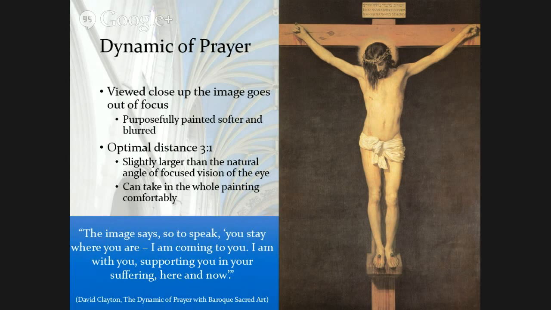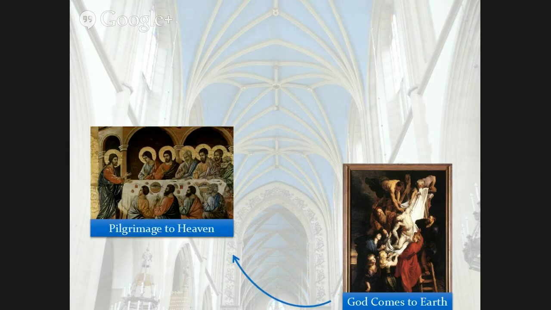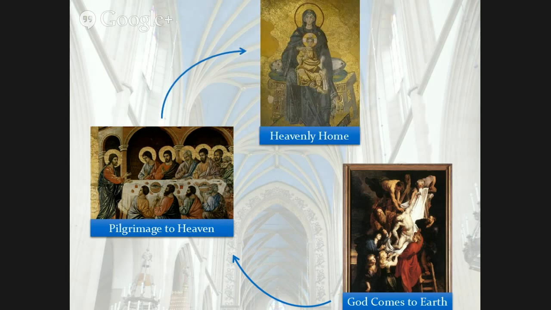Whereas the icons, the Gothic, is a sense of drawing us in. The Baroque, because it was painted to be seen from far away, is pushing us back, and God's coming to us. So you get this threefold dynamic with that. You've got God coming down to earth in the Baroque art. You've got our journey towards heaven, our pilgrimage, in the Gothic art, and then you have our heavenly home through the icon. And of course, then God, once again, comes down to earth from heaven to lead us. So they're complementary in all three of the styles.